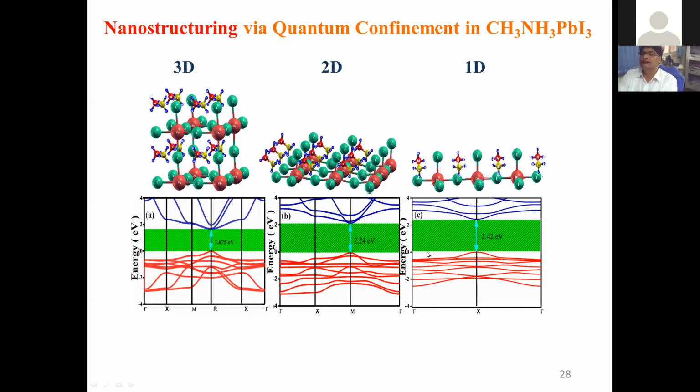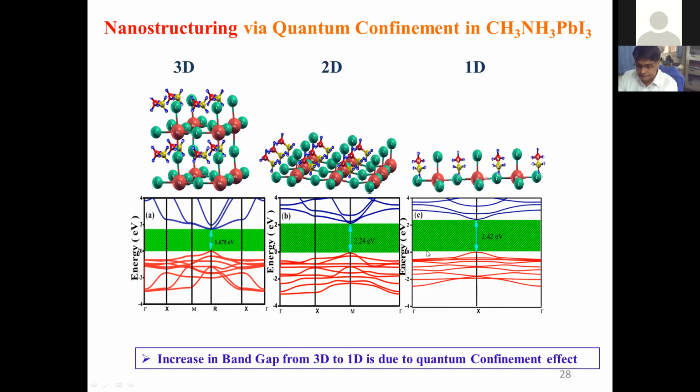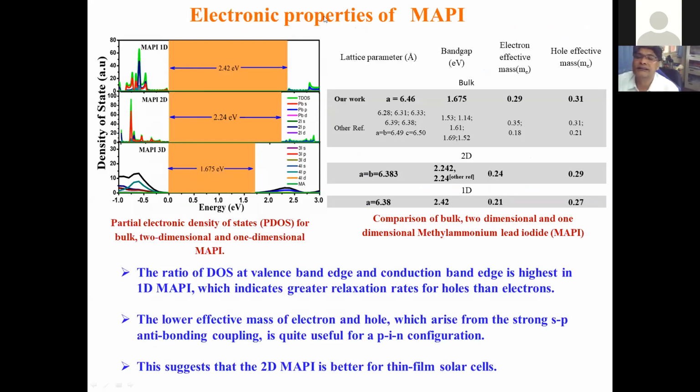As far as the band gap is concerned, it increases going from 3D to 1D, and that is basically due to quantum confinement, right? This is the density of states calculated for all three forms. You can see in 1D the band gap is 2.40, while in the case of 3D MAPI it is 1.675, right? And these are the parameters for band gap, electron and hole effective mass for bulk, 2D and 1D. In 1D we do not have any experimental data, but for 2D we have some reference for band gap comparison.